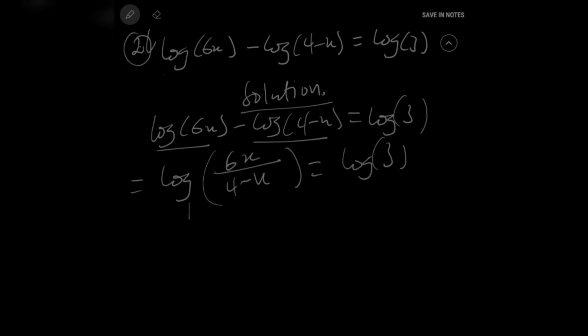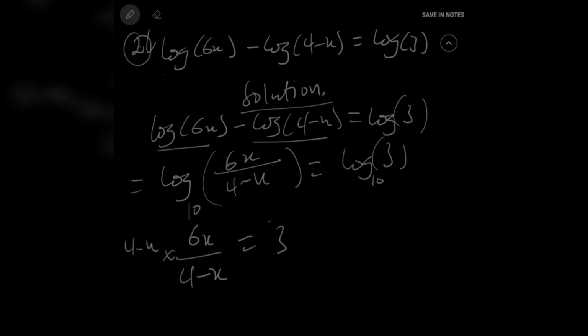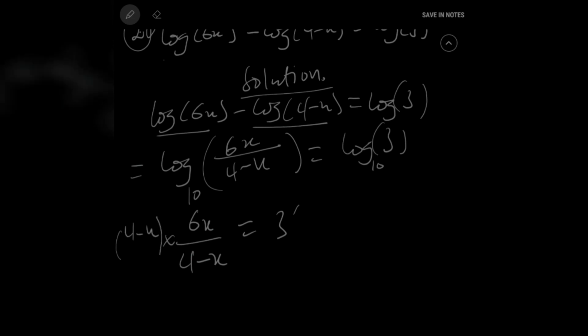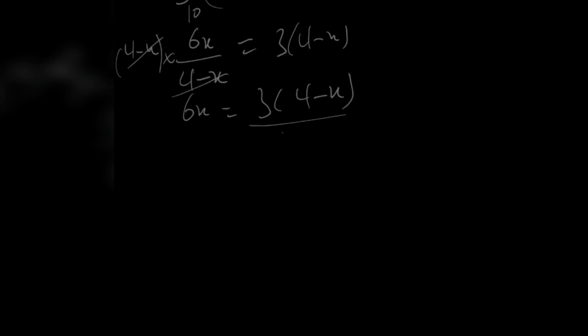Okay, now we've gotten a single logarithm on both sides, so we can take the antilog. So taking the antilog, we get 6x all over 4 minus x equals 3. Right, now we can multiply both sides by 4 minus x so that they will cancel out, or you can cross multiply so that the 4 minus x multiplies the whole of this 3. Okay, so we get 6x equals 3 multiplying 4 minus x. Okay, now we can divide both sides by 3.